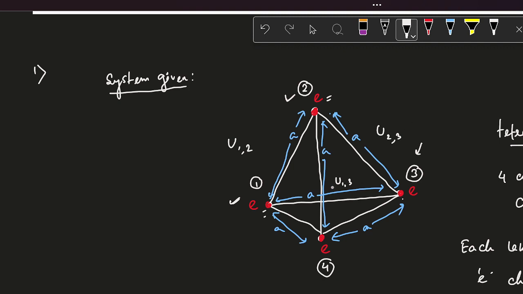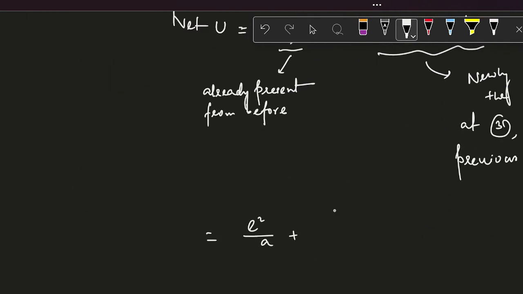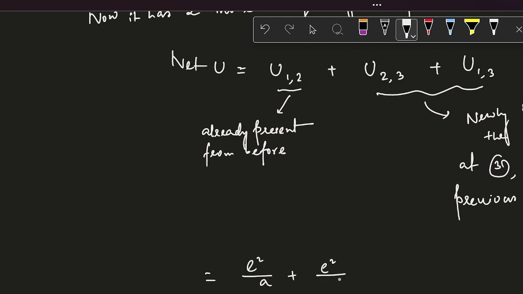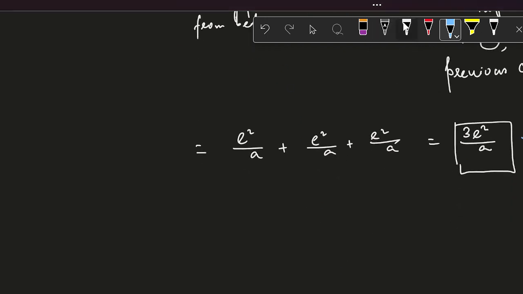And similarly, for U13, again you have two charges at 1 and 3, both of charge E, and they are separated by the same distance of A, because it is a tetrahedron, so it has this property. So again this interaction between 1 and 3 is also E squared by A. So what you get is a summation of 3 E squared by A's, so you get 3 E squared by A. So this is the net energy when you introduce a third particle to the system of 3 particles.